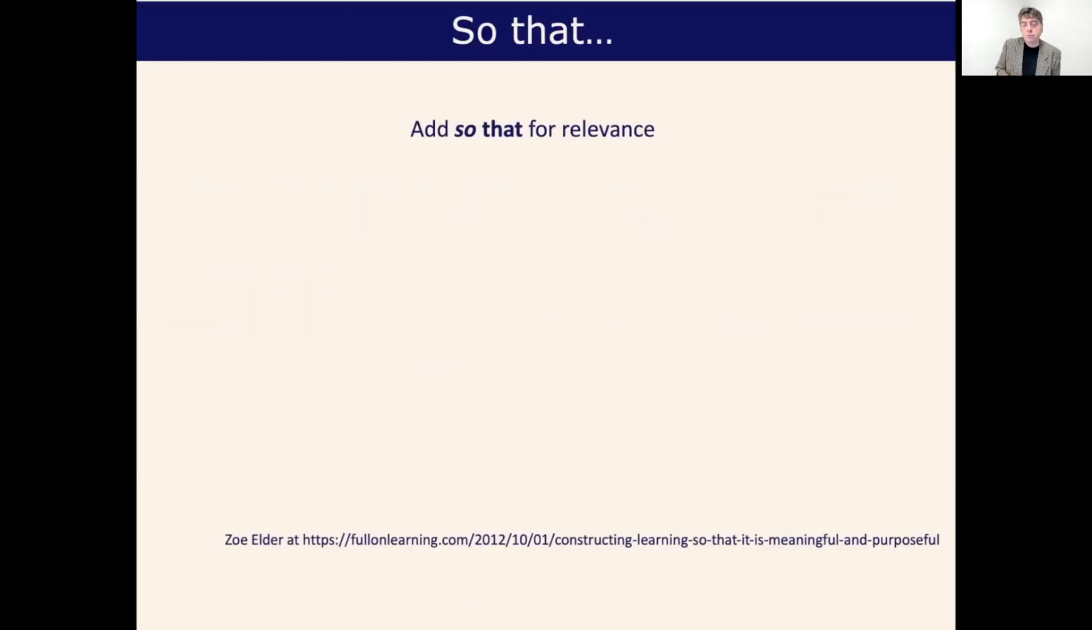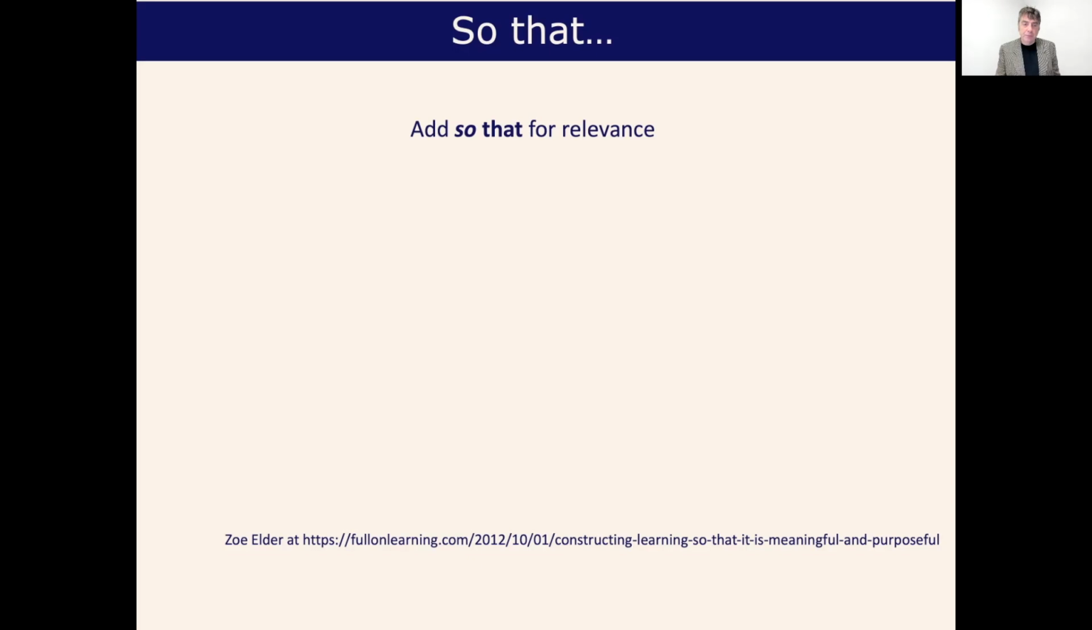This is a tip from Zoe Elder. She has a blog called Full On Learning. She's an educator. And I like her "so that" rule for writing objectives. It's very simple, but very effective for making sure that your goals are relevant to your students. And it also helps you think about what the material needs to look like.